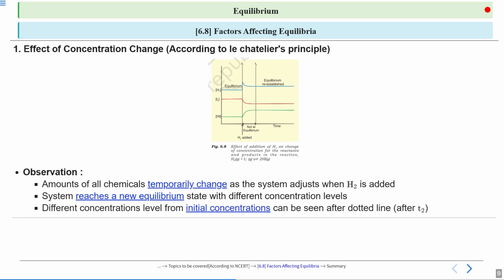So what about HI? I asked you, what about HI? Why is the HI concentration increasing? So it's obvious. You are adding H2, so the H2 will decrease. It will take up the I2, decrease the concentration of I2, and simultaneously when hydrogen iodide is formed, it will result in an increased concentration of HI. You can look at the green line here. It is slightly increasing and then it becomes constant after time t2.